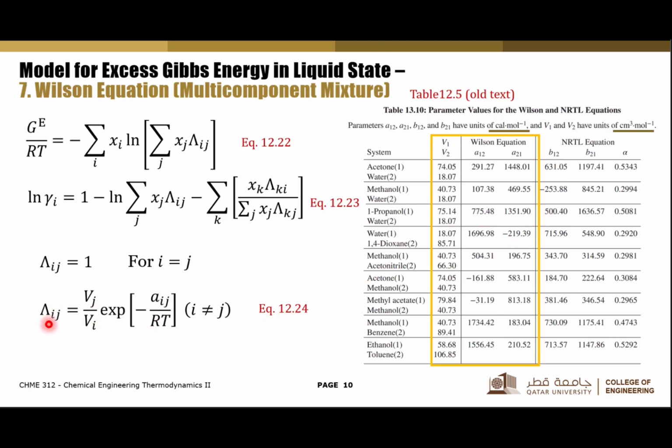So for any interaction ij, again j over I, we get the a's from here, we get the v's from here, and you apply the equations. So this here specifically is for binary systems, but if you have a multi-component system, then you're going to need another table, because you need a lot more parameters in that case.